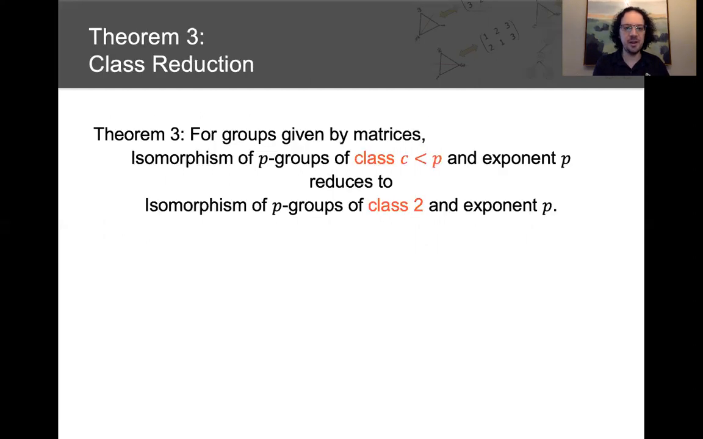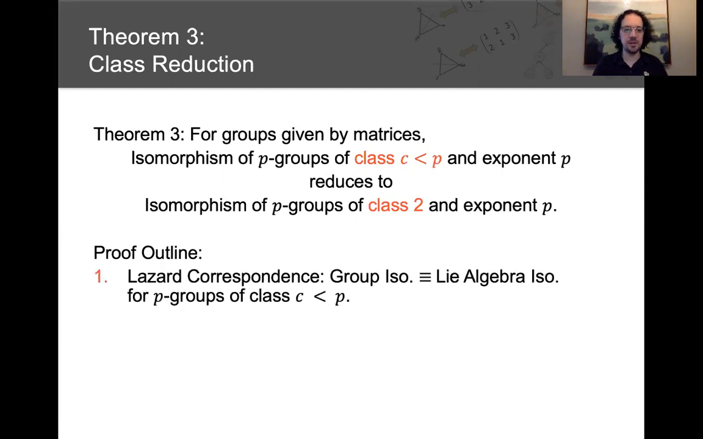All right, and then finally, for our third theorem, which is reducing isomorphism from p groups of class less than p and exponent p to p groups of class 2 and exponent p. Here it's a little bit different. It goes a little bit more directly through the tensors. And so there are several gadgets that get used here, but most of these reductions were done previously.